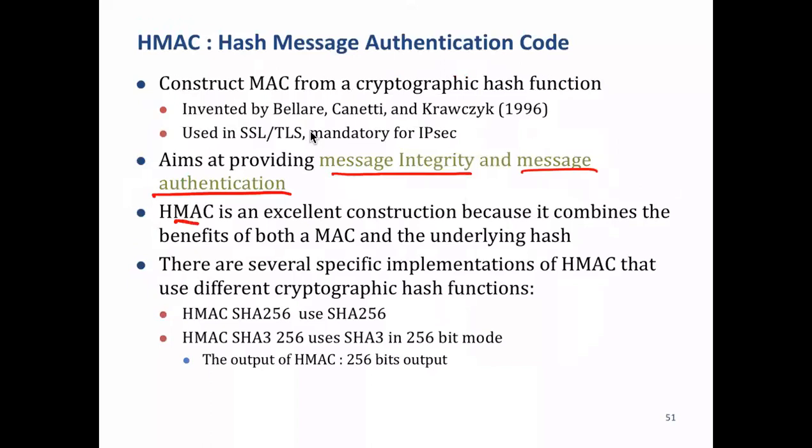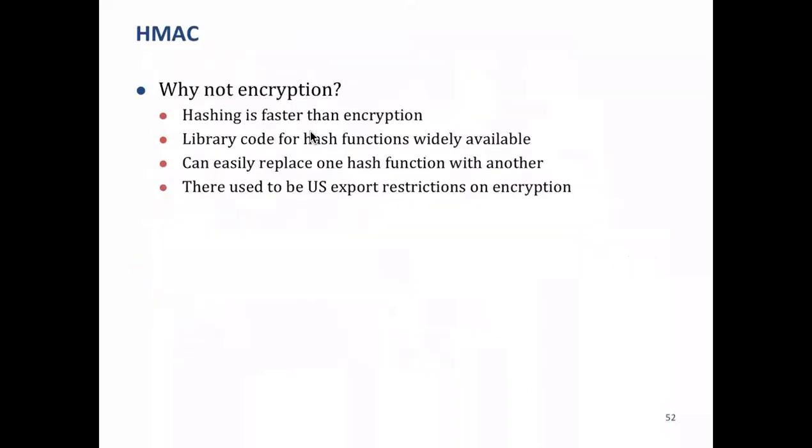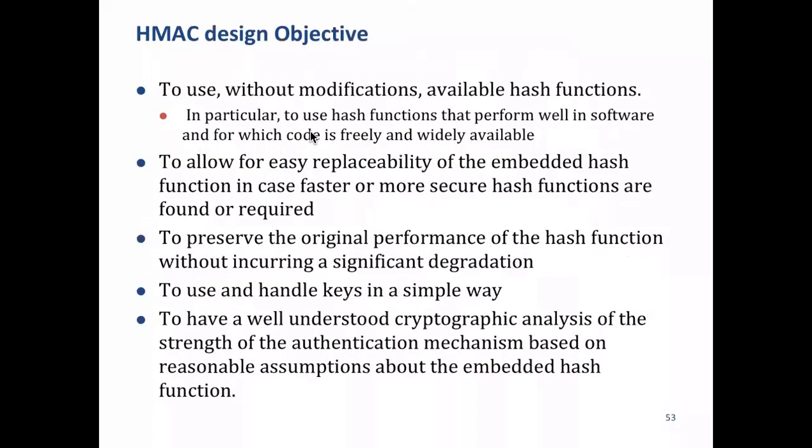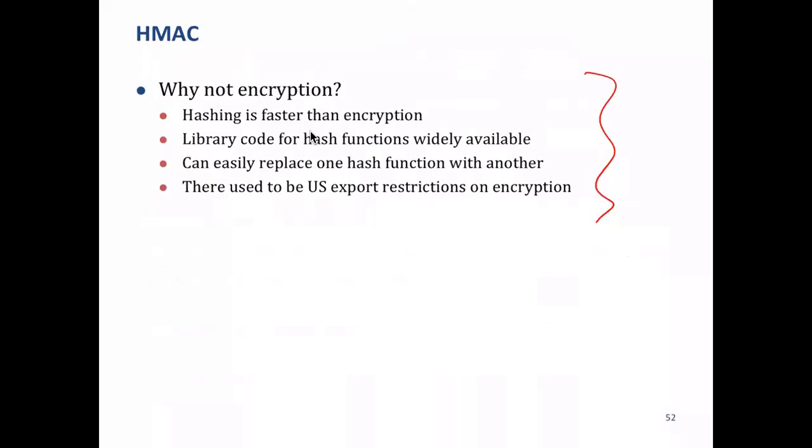It is an excellent construction because it combines the benefits of both MAC and the underlying hash. So we can use one of these hash functions, SHA-256, or SHA-3-256, or one of these. So why not encryption? That's what we have already discussed: because encryption is not fast compared to hashing. Encryption takes a lot of time. And what is the other reason?